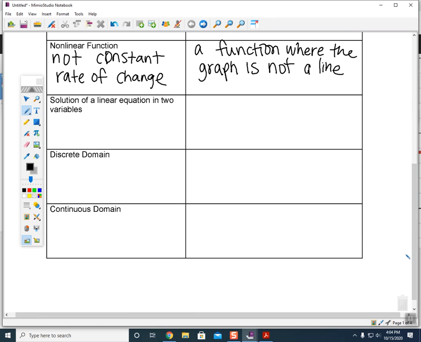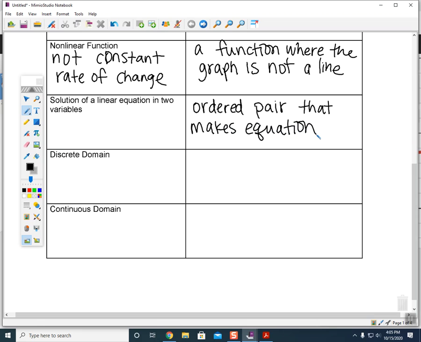Okay, a solution of a linear equation in two variables is an ordered pair that makes the equation true. And if you remember, ordered pairs are in parentheses. Our x value is here, our y value is next. That ordered pair together is a solution to my equation. So when I plug in x, I get out y. That is my solution.